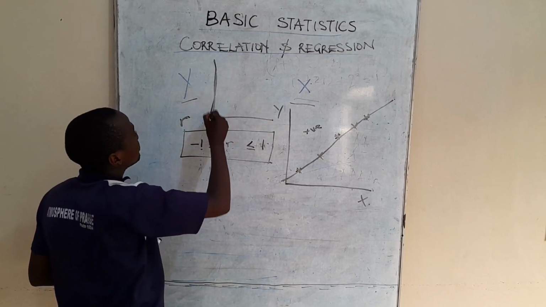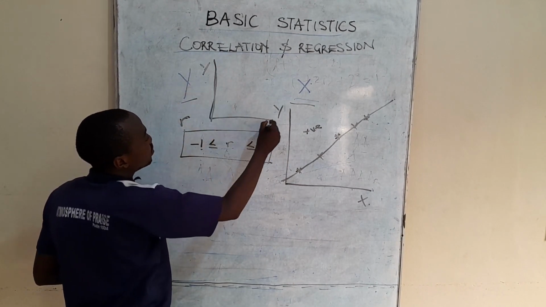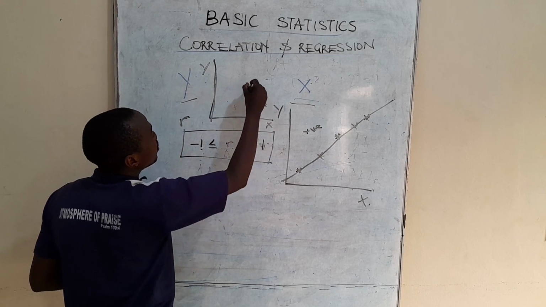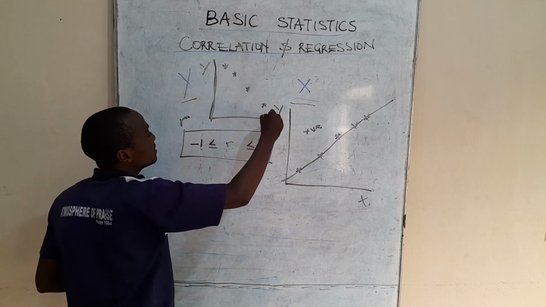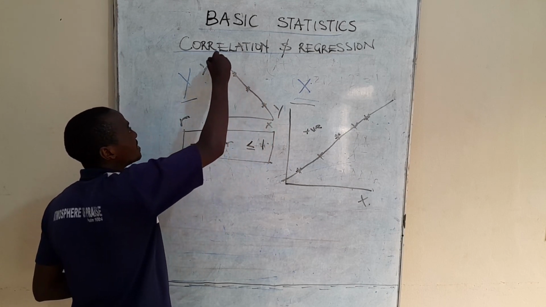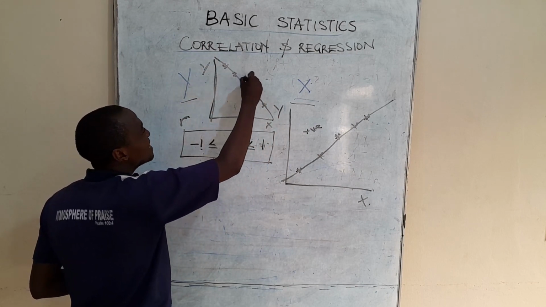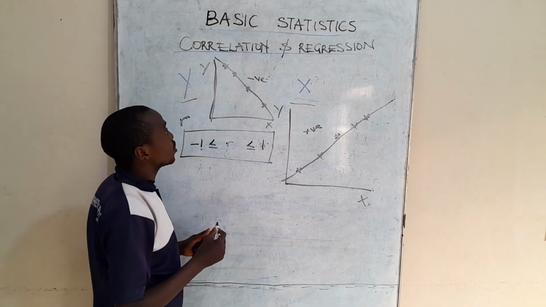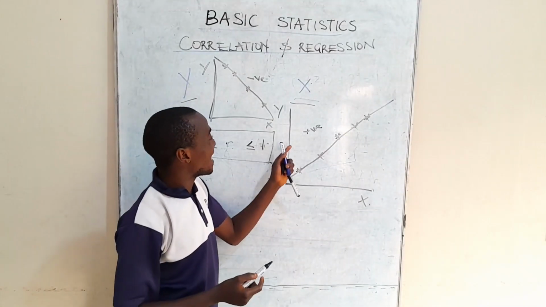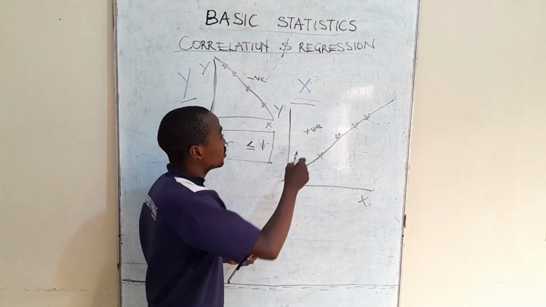But when I have the other way around, let's say I have another graph like this, with my y and my x. If I have a point like this, another point, another point, another point, and I have this straight line like this, this is the negative correlation. So by doing this, we can estimate our R through this line.